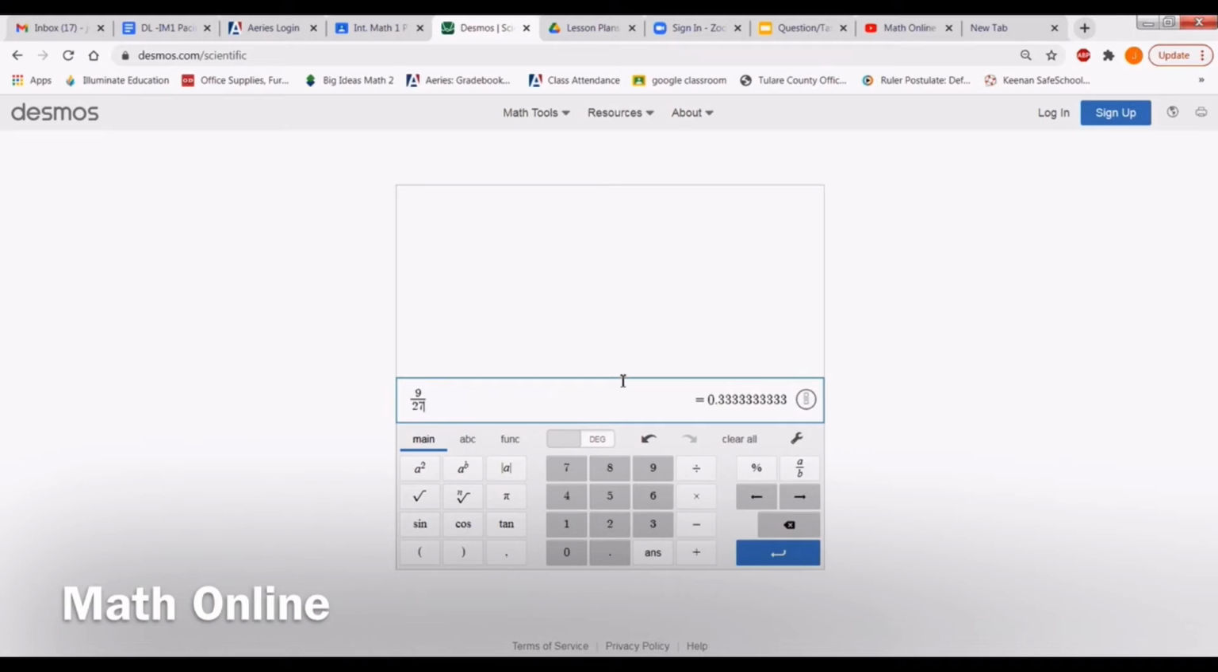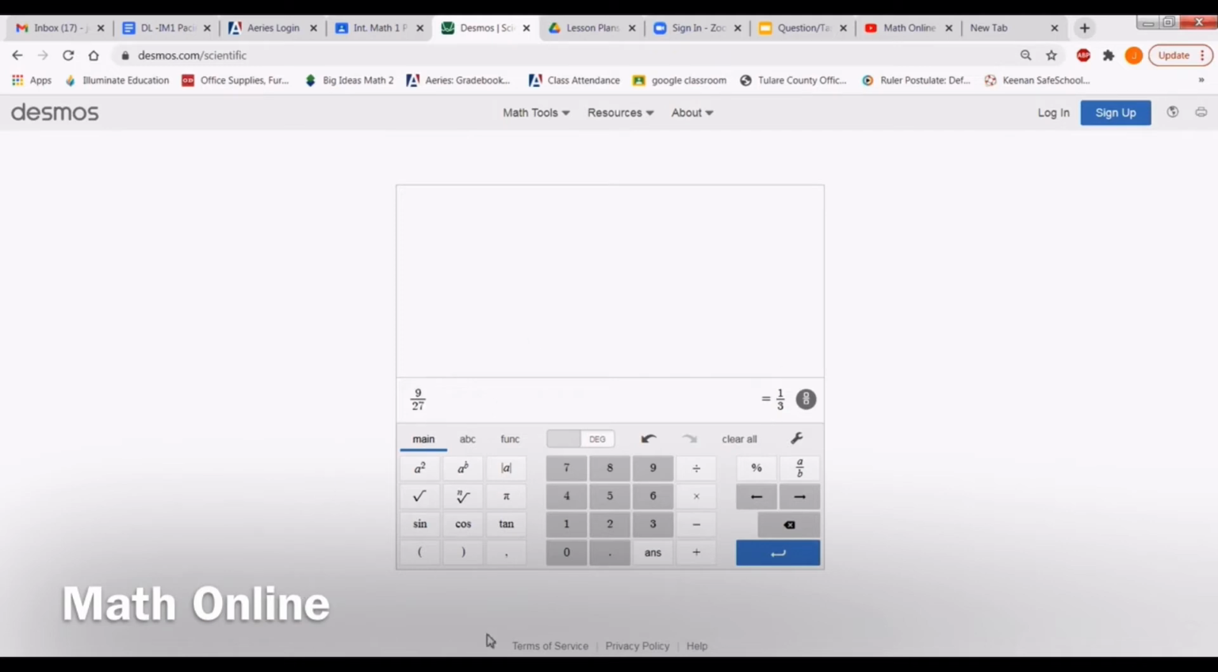Okay, so let's check it out. Let's try it out. I'm going to click on this button. As you can see, the decimal turned into 1 over 3. So this fraction, 9 over 27, can be reduced to 1 over 3. Now, even though this is a different fraction number-wise, they have the same value. 9 over 27 has the same value as 1 over 3. Okay, just keep that in mind.